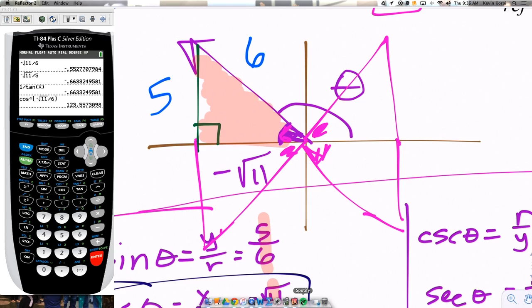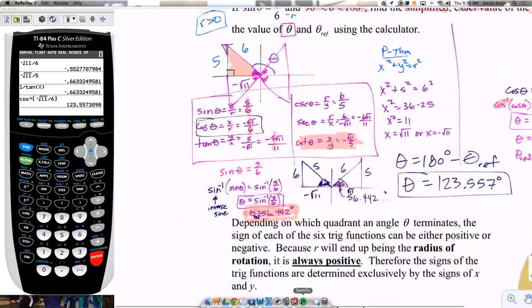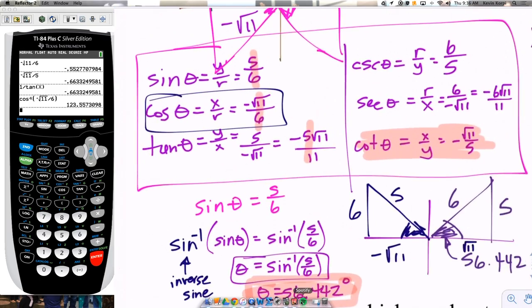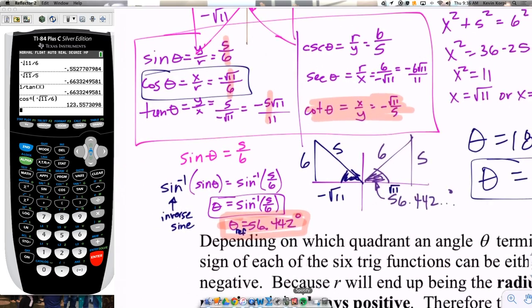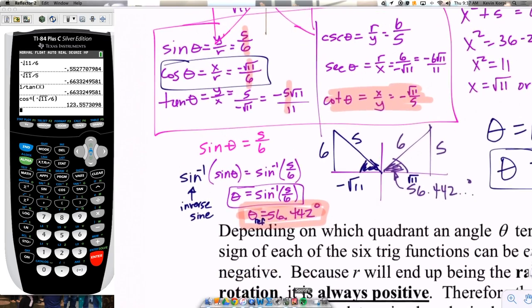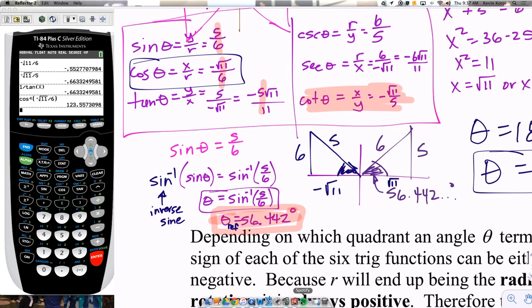You'll always have enough information to determine which quadrant it needs to be in. Yes. Very good. If we knew that we had to live in quadrant 3 and the reference angle is 56.442, all I needed to do to get to quadrant 3 is go 56.442 past 180. So the angle would be 180 plus 56.442.